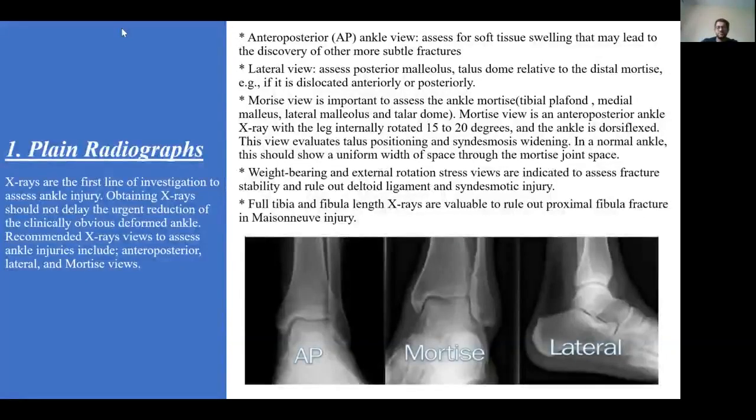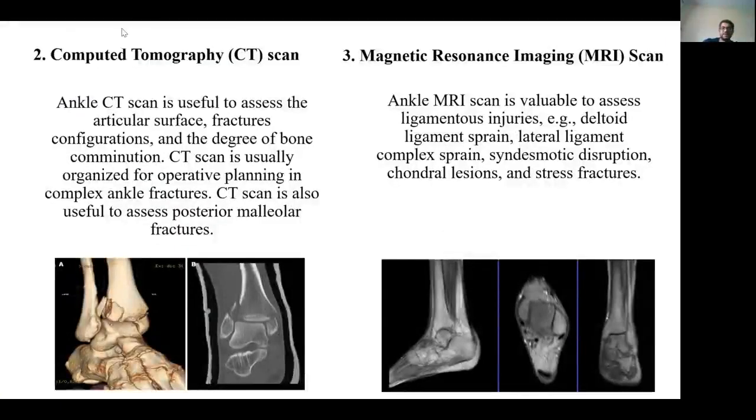There are also other views, but they are rarely required in the emergency department. Sometimes we require them in the fracture clinic, like the weight-bearing view and external rotation stress view. They are all indicated to assess fracture stability and to rule out any deltoid damage and syndesmotic injury. We also need to obtain full-length tibia and fibula X-rays to rule out any proximal fibular fracture, like in a Maisonneuve type injury.